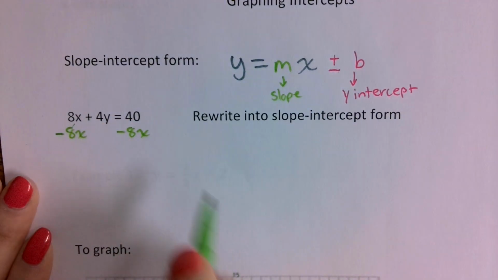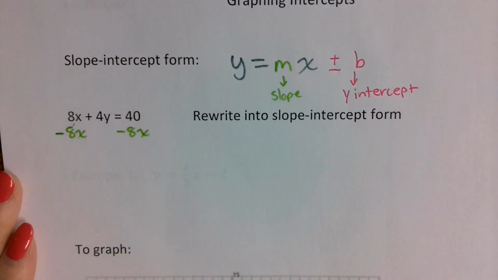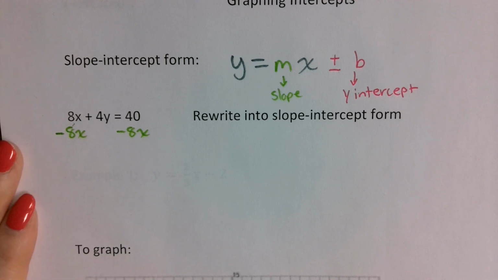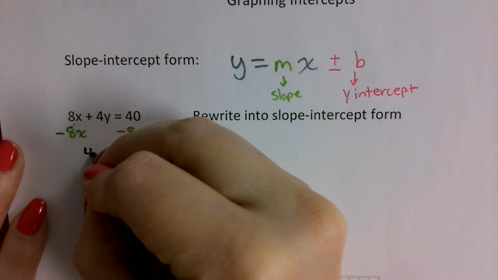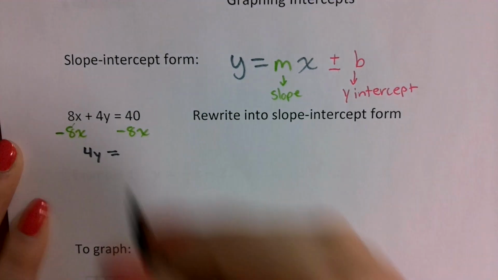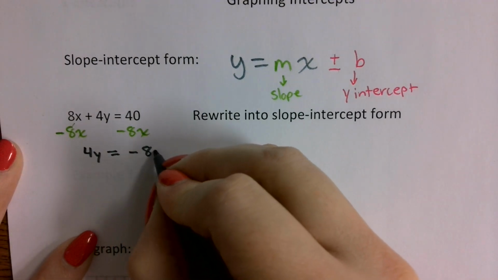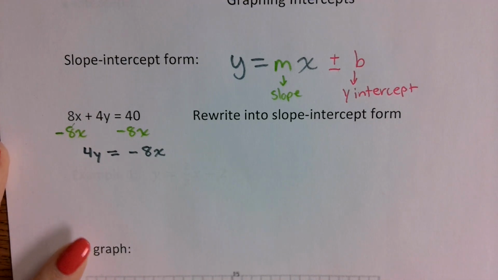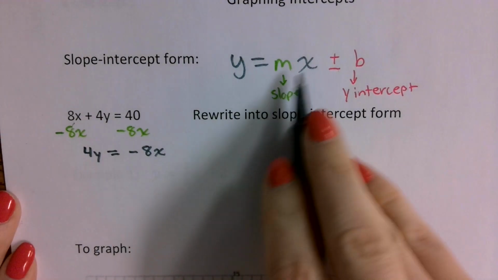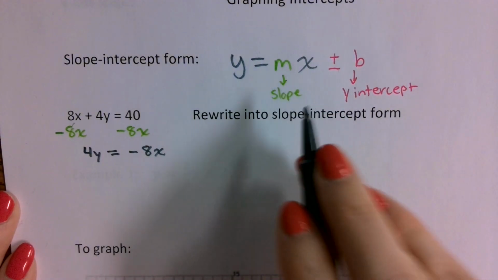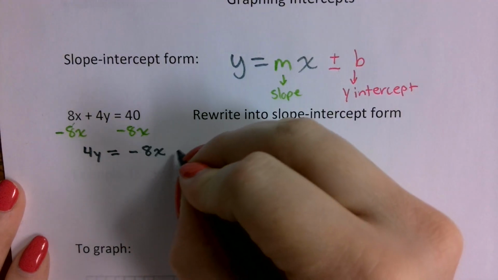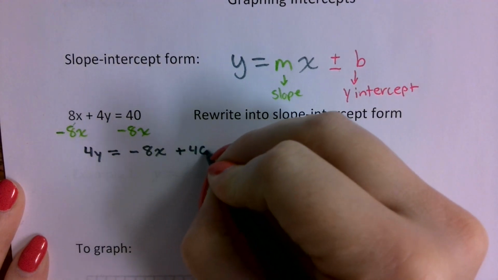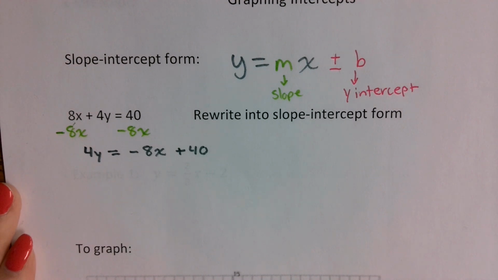Now remember, we cannot do 40 minus 8x because 40 is just a constant, whereas the minus 8x is a variable term with a coefficient involved. So we're left with a positive 4y equal to negative 8x in the front, because slope-intercept form has the slope term first, and then I'm going to put that plus 40 right behind it because the 40 was a positive.